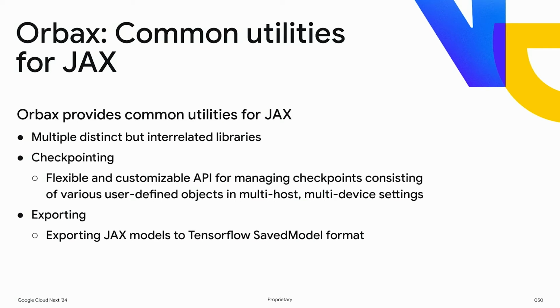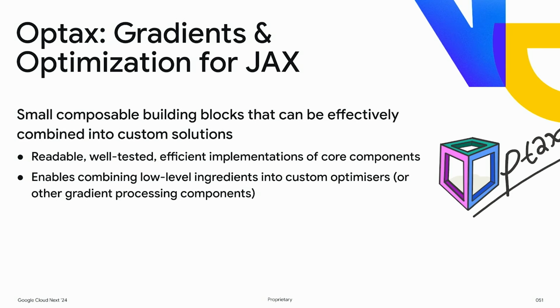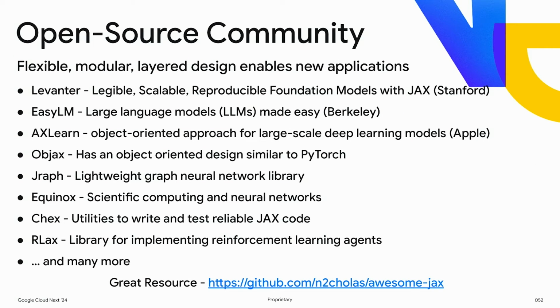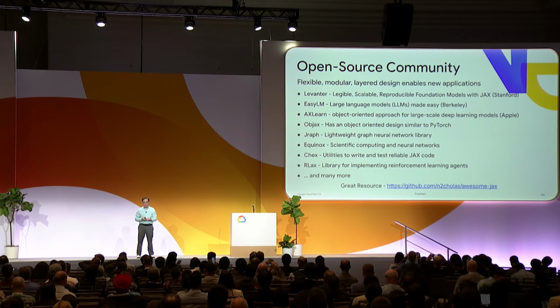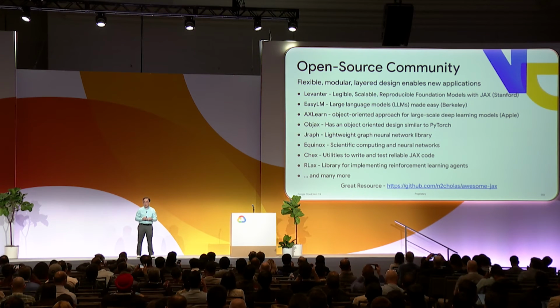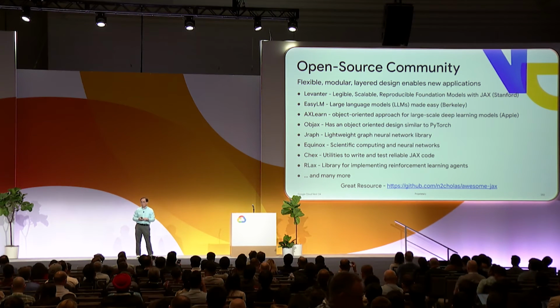Orbax we talked about a little bit. Again, checkpointing and exporting. Optax is gradient processing and optimization. That's where your optimizers come out of. And there's an open source community with a whole bunch of other stuff. So Levanter, coming out of Stanford, EasyLM, coming out of Berkeley, AXLearn, coming out of Apple, and a bunch of others, Objax, which actually came out of Google, JRAF, out of DeepMind, Equinox. Especially if you're doing scientific computing, Equinox is a great library to use. A lot of people like that.